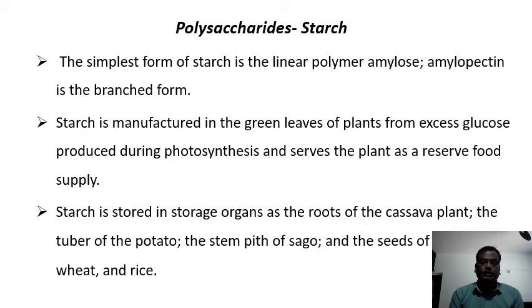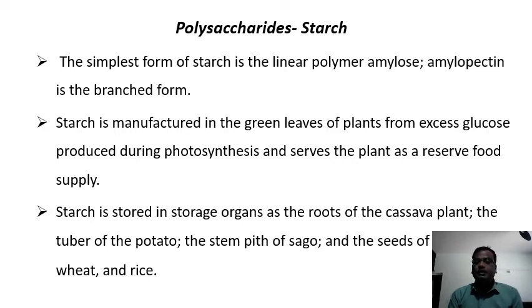So you find the starch stored in the leaves, in the fruits, in the seeds, in the roots. So in different plants, starch is stored in different parts of the plant body. And normally that part of the plant body is used as a source of food. We use them as vegetables. For example, in case of rice, wheat, etc., you find starch stored in the seeds.